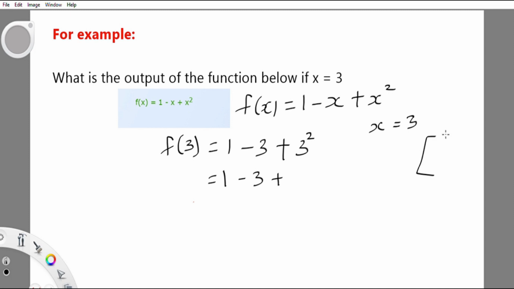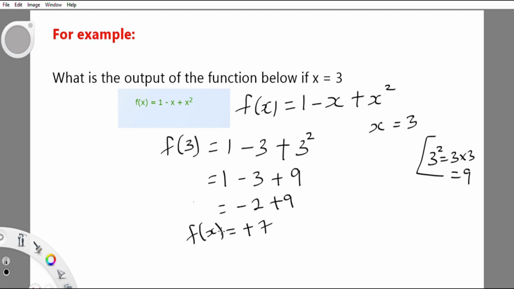So we have 1 minus 3 plus 3 squared. 3 squared means 3 times 3. That gives us 9. So 3 squared is 9. So therefore we have 1 minus 3. 1 minus 3 is minus 2, plus 9. That will give us plus 7. So it means that f of 3 is equal to 7. That means that 3 is related to plus 7.